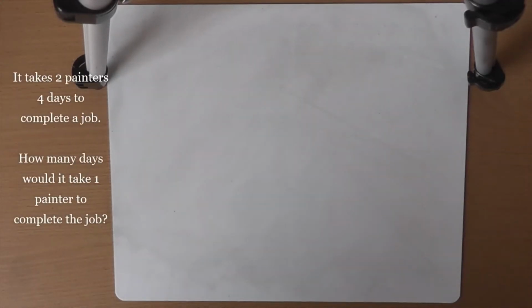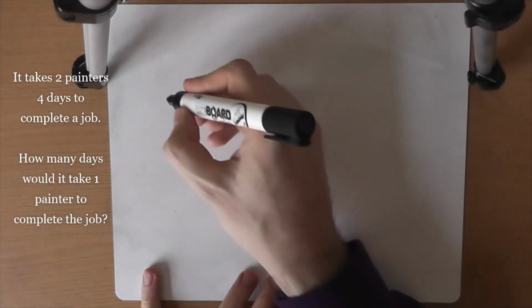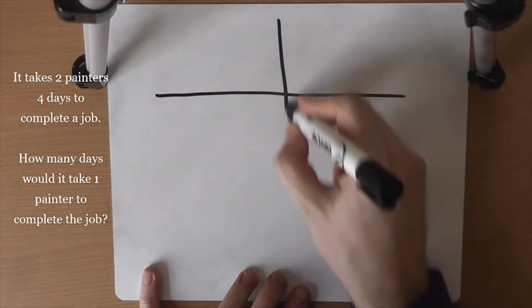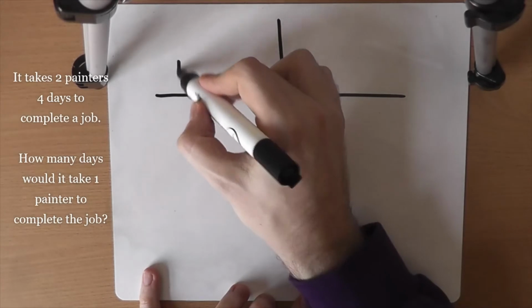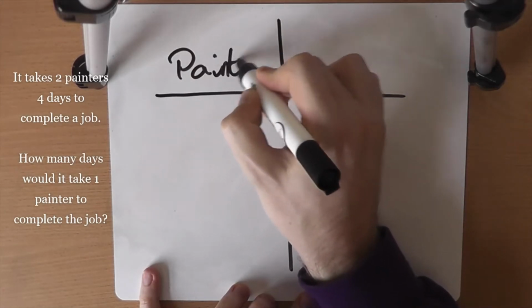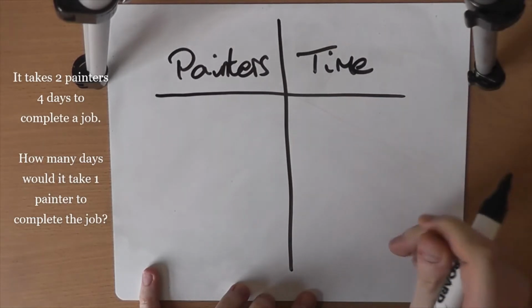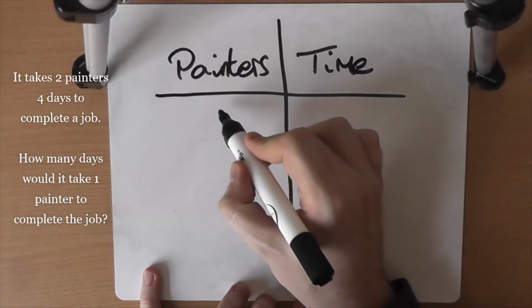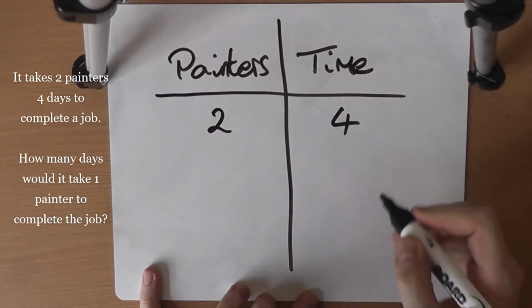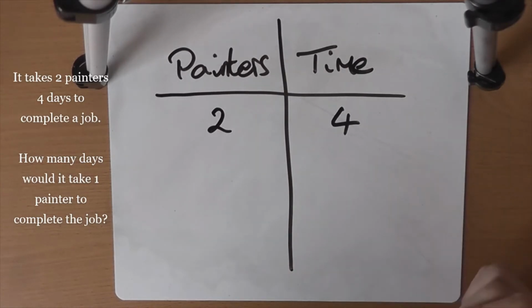It takes 2 painters 4 days to complete a job. How many days would it take one painter to complete the job? So step 1, we're going to set up our table. Our 2 quantities head our 2 columns: number of painters, and time. It takes 2 painters 4 days to complete the job.